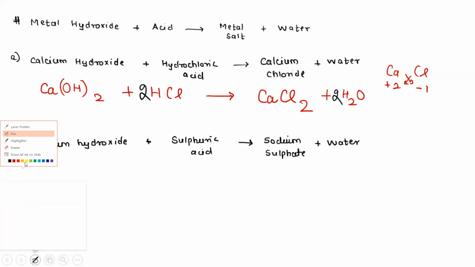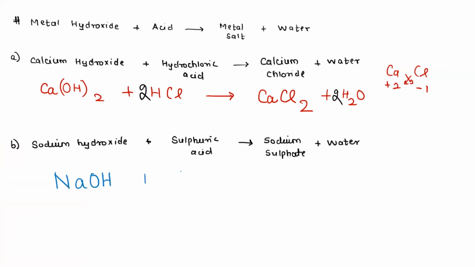Let's do the second one. Sodium hydroxide, which is NaOH, plus sulfuric acid is H2SO4. What is formula of sodium sulfate?